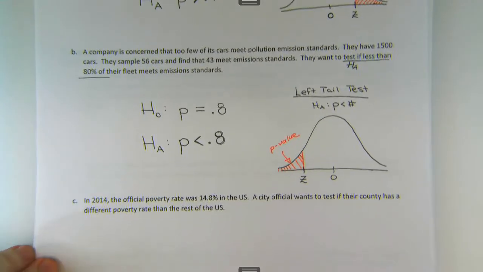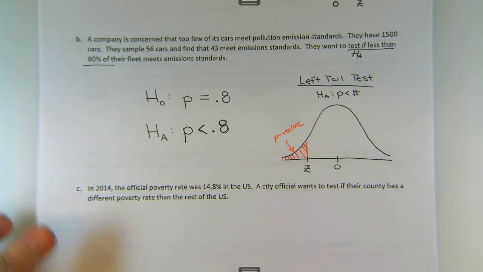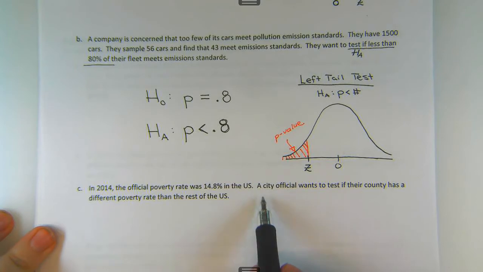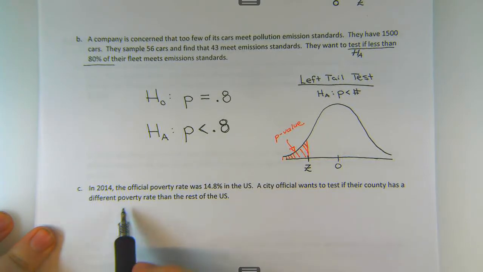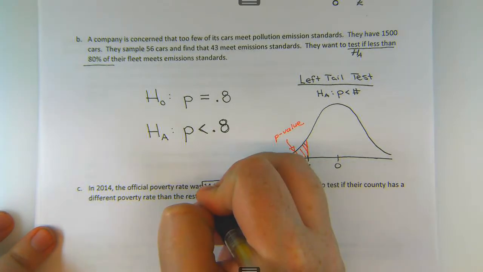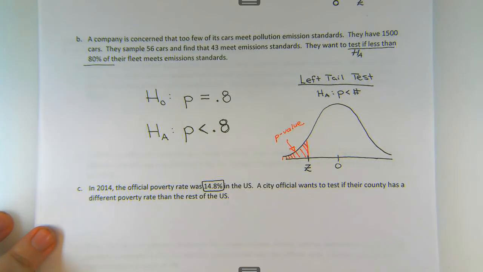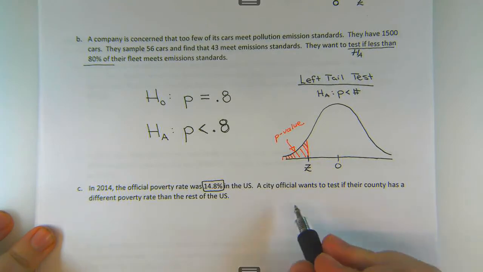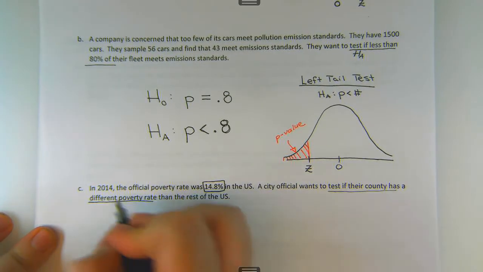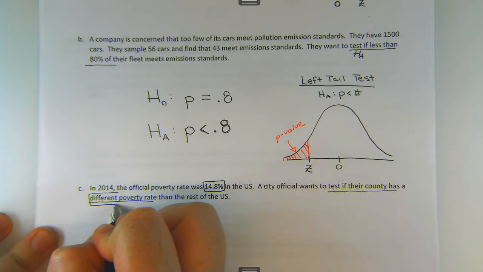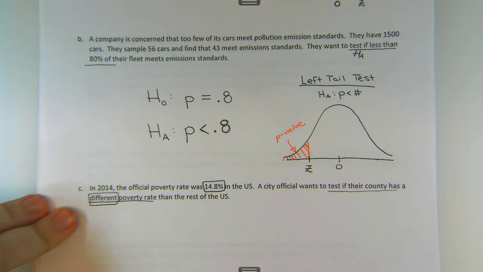Our third scenario is we're going to look at the official poverty rate, which was 14.8% in the US, and a city official wants to test if their county has a different poverty rate than the rest of the US. So we have this population proportion of 14.8% for the whole United States, and what they want to do is test if their county has a different poverty rate. Notice they're not trying to prove that it's a higher poverty rate or a lower poverty rate. They just want to describe it as different.